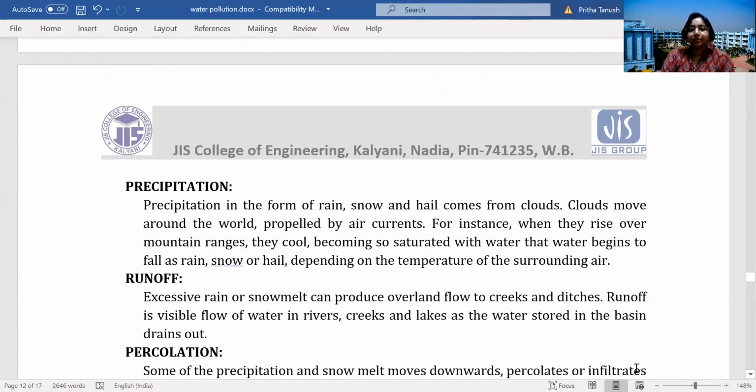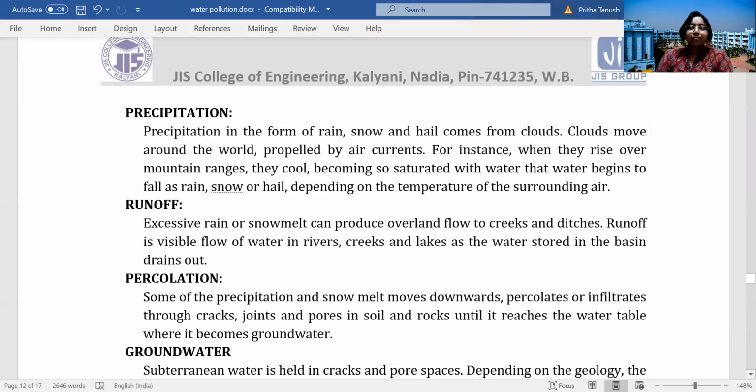And what is runoff? Runoff means excessive rain or snow melt can produce overland flow to creeks and ditches. Runoff is the visible flow of water in rivers, creeks, and lakes as the water stored in the basin. And percolation is when some of the precipitation and snow melt moves downwards, percolates, and infiltrates through cracks, joints, and pores in the soil and rocks until it reaches the water table, where it becomes groundwater.